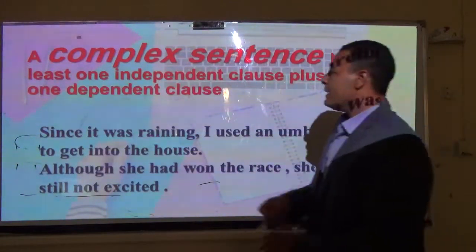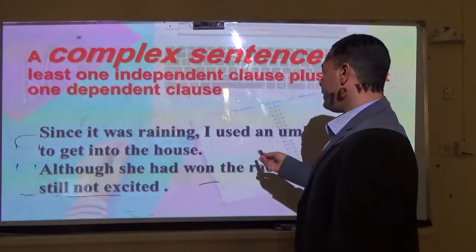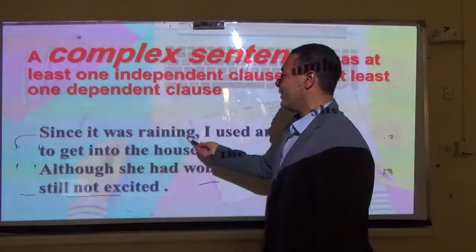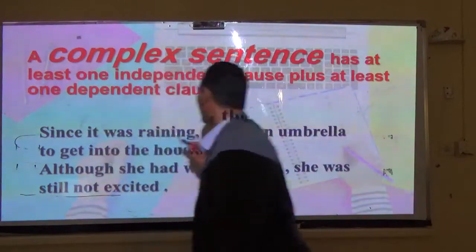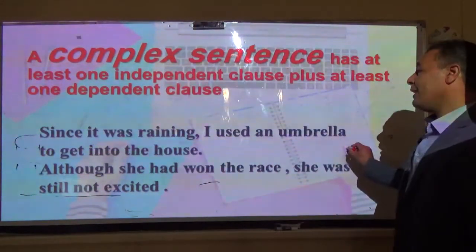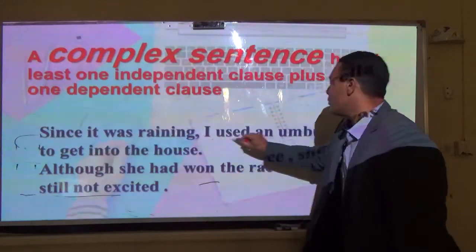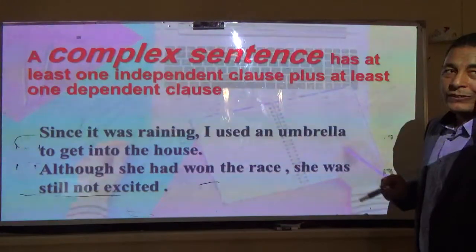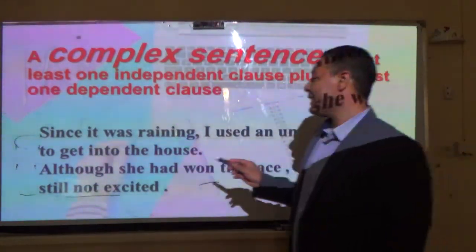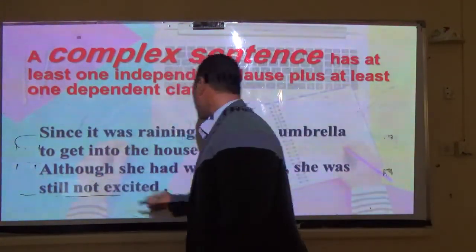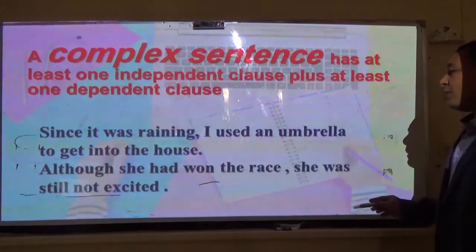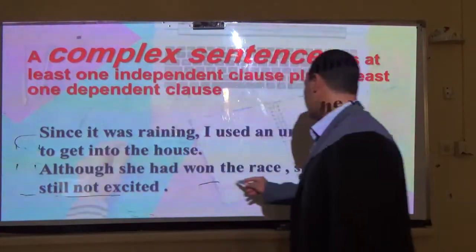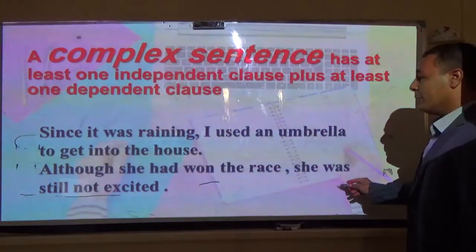Look at this sentence. Since it was raining, this is what we call a dependent clause because it cannot stand alone, because we use since. I used an umbrella to get into the house. This is what we call an independent clause because it can stand alone. What about the second example? Although she had won the race, she was still not excited. So we have a dependent clause and an independent clause.